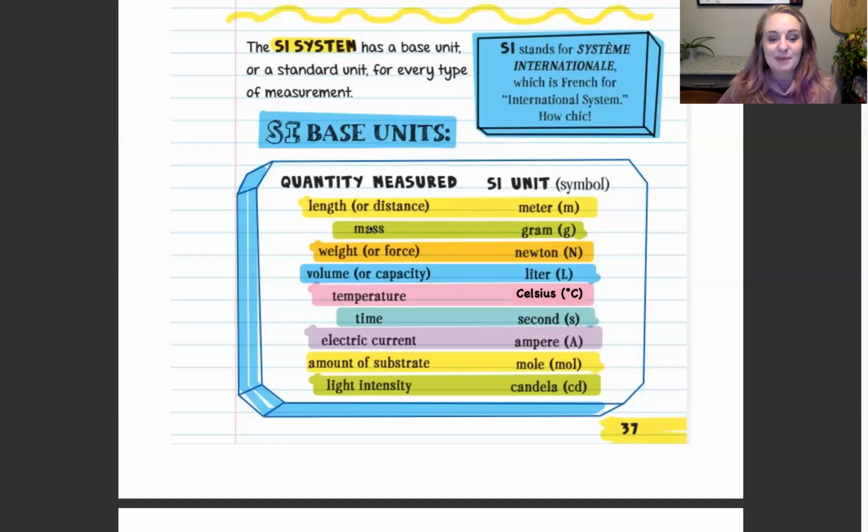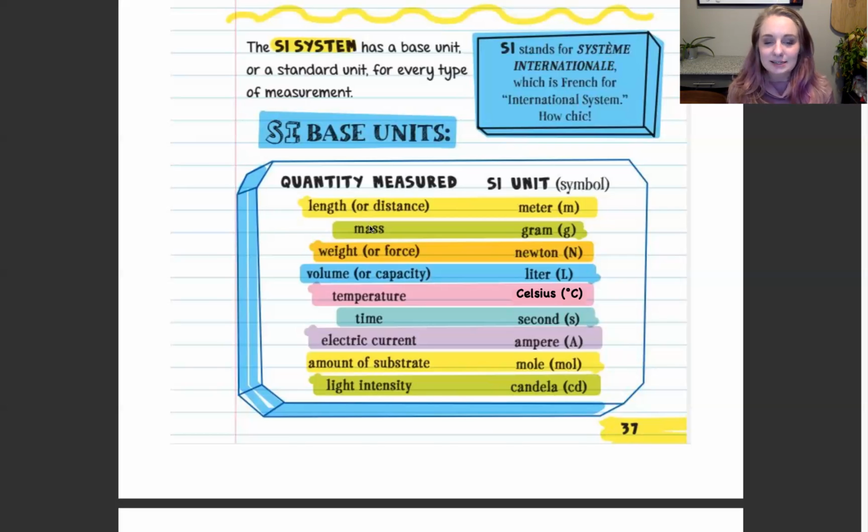The SI base unit for temperature is Celsius. You may have heard of Fahrenheit, but Celsius is a little bit easier to understand because 0 degrees Celsius is freezing and 100 degrees Celsius is boiling. Time is measured in seconds. Electric current is measured in amperes, which is named after some French guy who dealt with electricity.